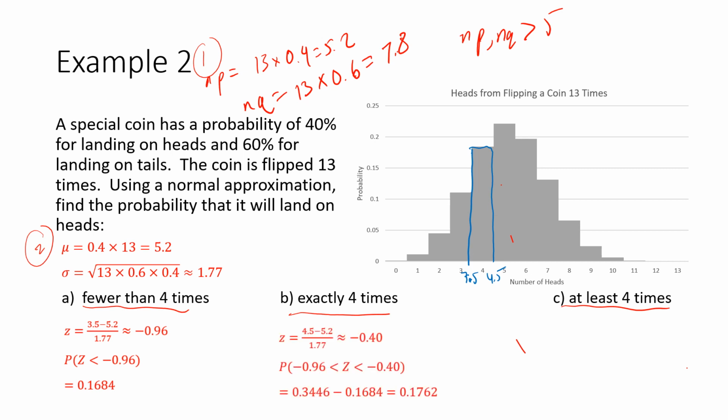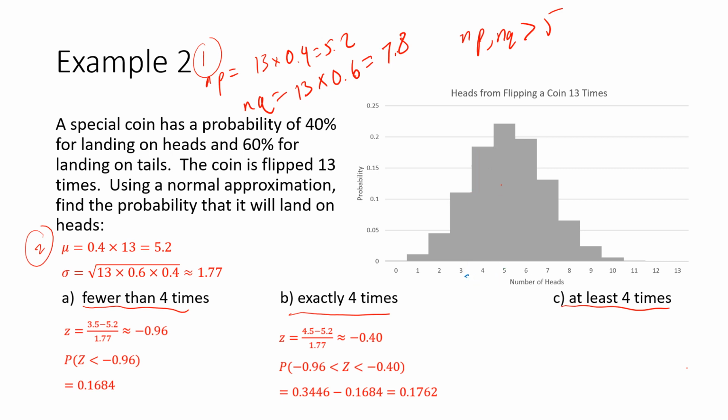Okay, so we already have the z-score for 3.5 from question A. For 4.5, the z-score is negative 0.4. So we want the probability of a z-score between negative 0.96 and negative 0.4. So we're going to subtract the probabilities from the z-score table. Okay, and that'll give us 0.1762. So there's about a 17.62% chance there.